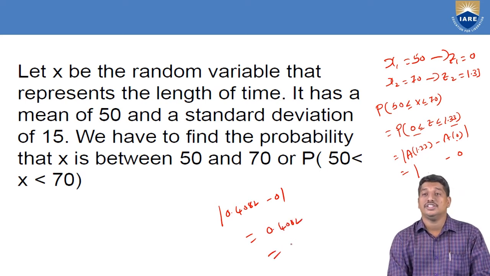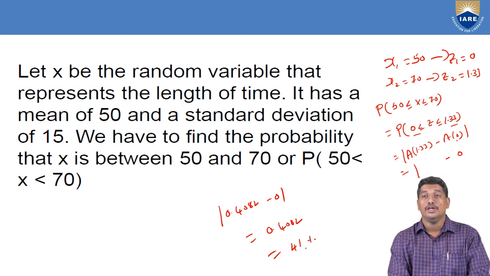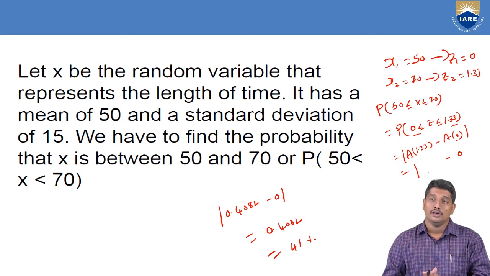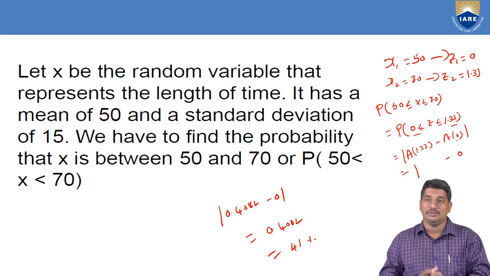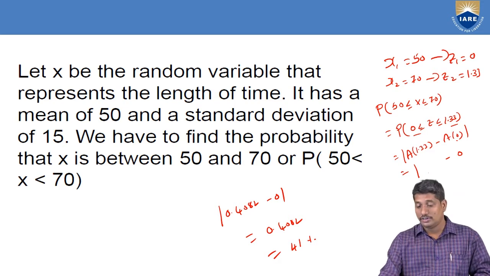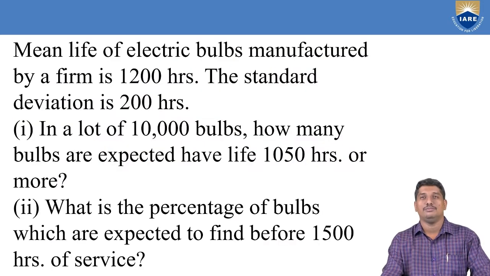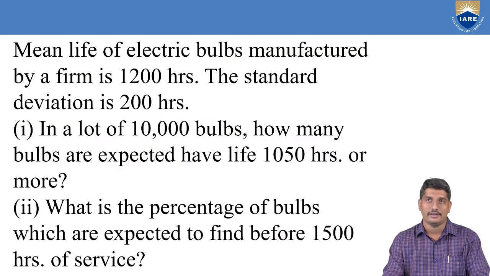That means we are saying that there is a chance of 41% approximately that the worker is going to assemble the computer between 50 minutes to 70 minutes. The chance is 41% approximately. So this is how we'll apply normal distribution in order to calculate probabilities in real time. Okay, and we'll try to understand it with some more examples. Yeah, let us take a more real time example.